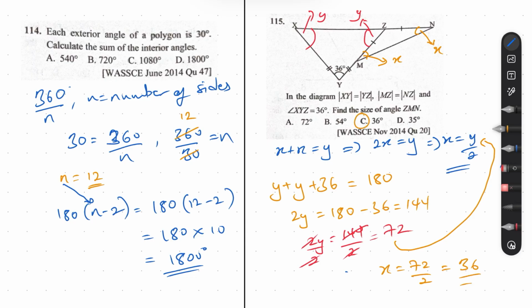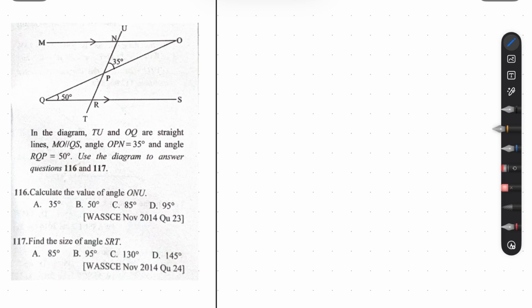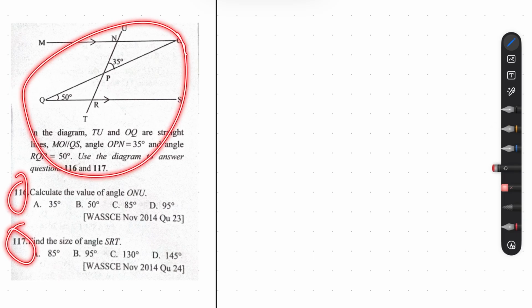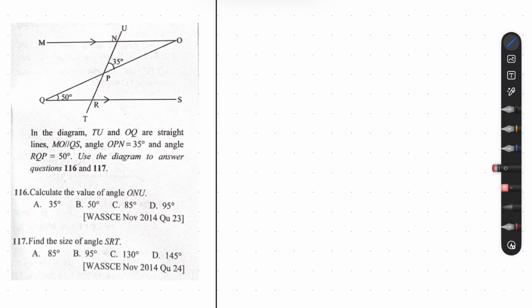Cool. Let's move on to question number 116. 116 and 117 have this preamble right here. 116 says we should calculate the angle ONU. Where is ONU? ONU. That is this angle right here. So we are trying to find this angle. Now let's label that angle as x.